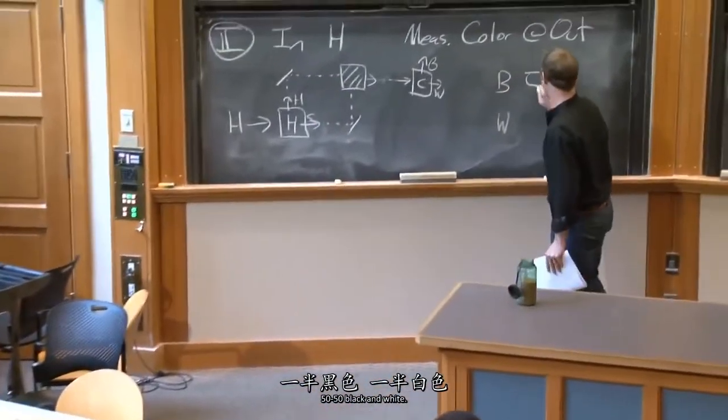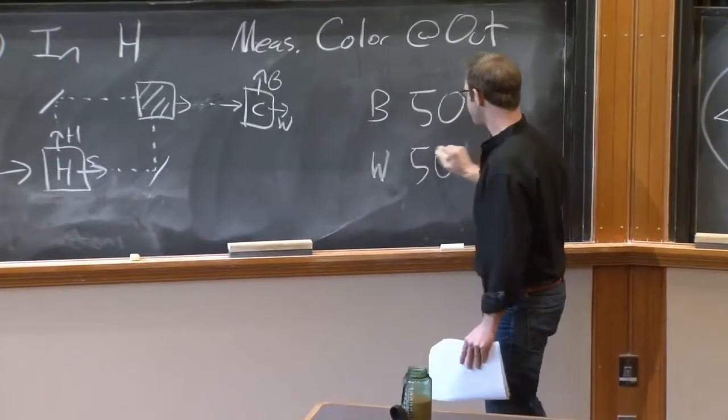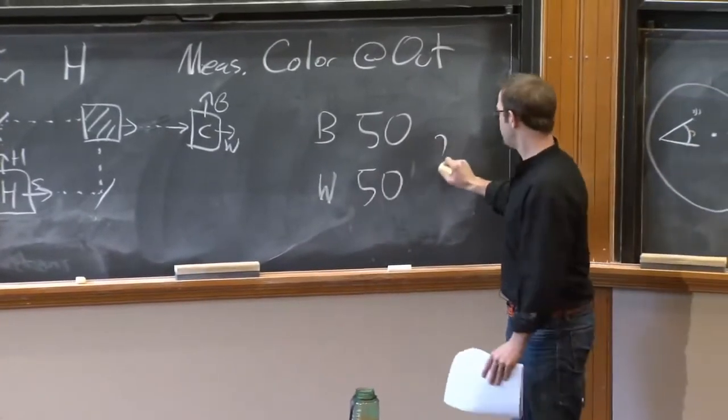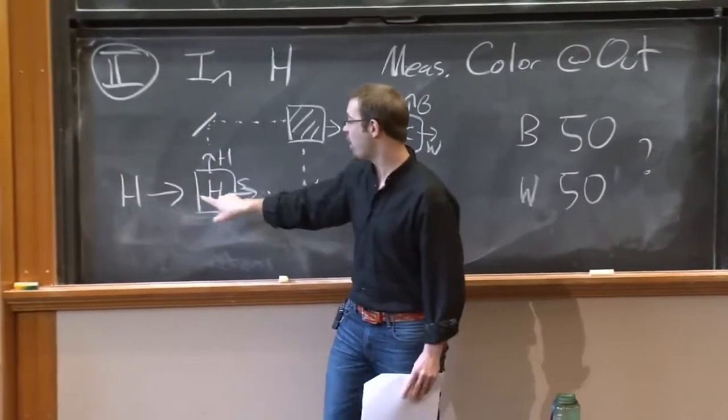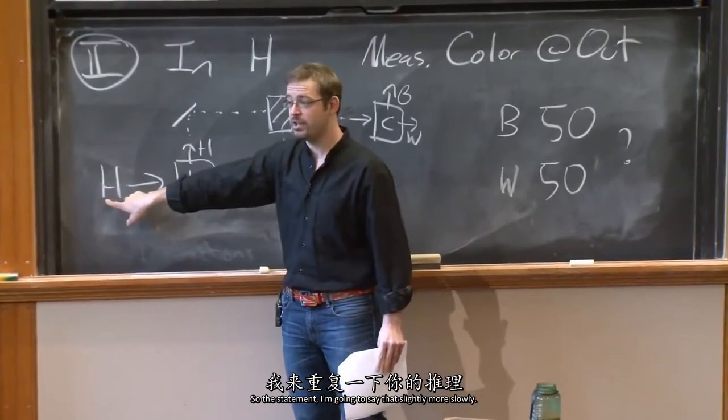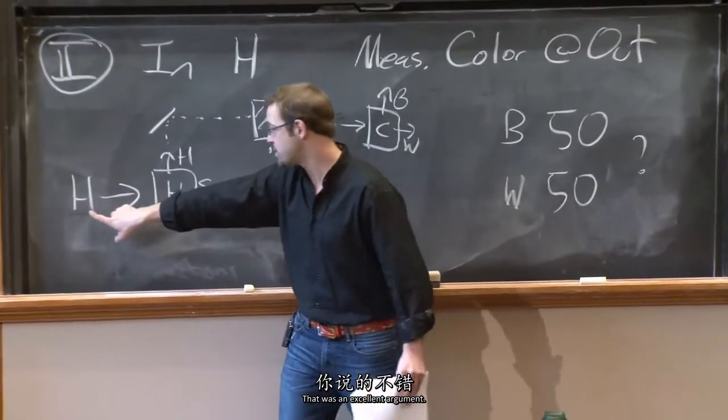50-50 black and white. I like it. Tell me why. It's gone through a hardness box, which scrambled the color, and therefore has to be 50-50. Great. So the statement, I'm going to say that slightly more slowly. That was an excellent argument.